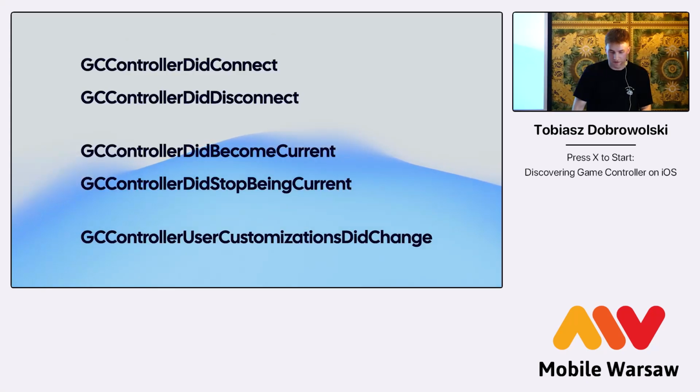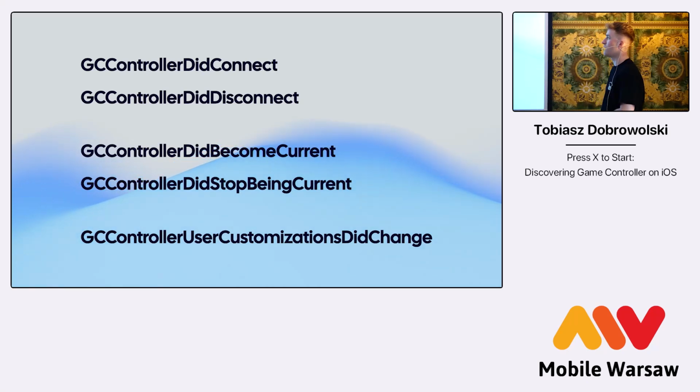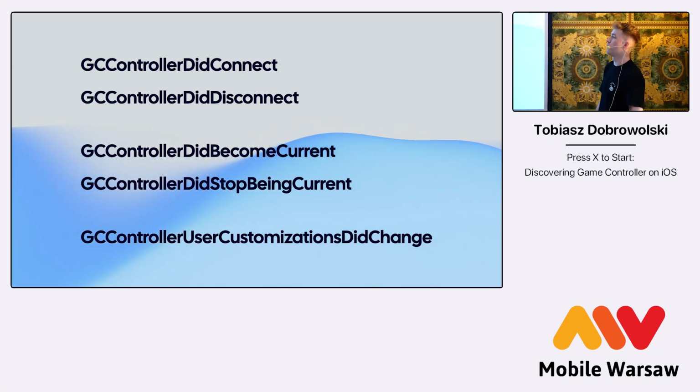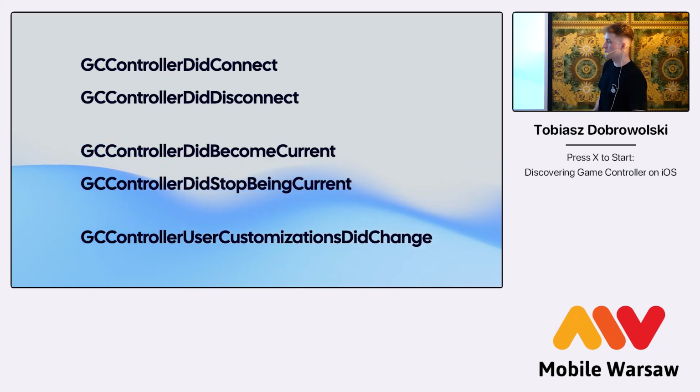About the notifications, the two I showed you, did connect and did disconnect, are not the only ones available. There are also did become current and did stop being current, which are used for multiple controllers, when you have a primary controller which can control the game, for example, and when it stops being the primary controller and the change happens, you get a notification for that. And also there is the user customizations change notification, which will tell you about customizations that changed, but I will tell you about that later.